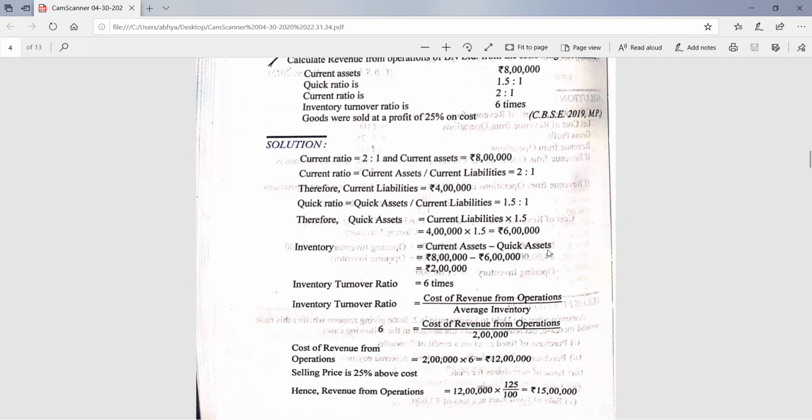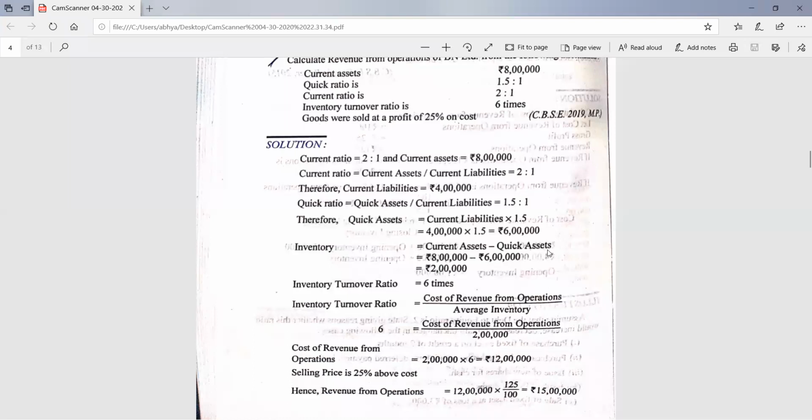So first of all, current ratio is given, and current assets are given. So by using this, we would be able to find out the current liabilities. Current assets is 8 lakh and current ratio is 2:1. So by putting the information in the formula, we will be able to find out the current liabilities. Current liabilities here are 4 lakh. Do the formula and cross multiply.